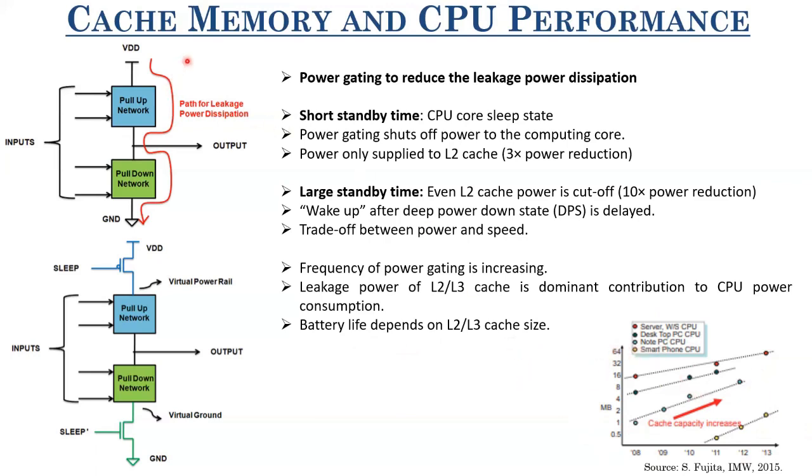So cache memory not only dictates the system speed, but it also dictates your system power nowadays. So this is how memory is dominating your CPU. Okay, so with that, let me go to another important concept, which you won't have encountered before.